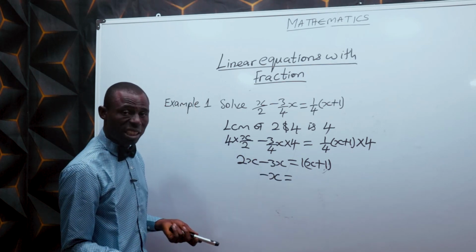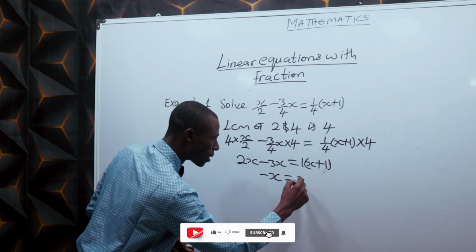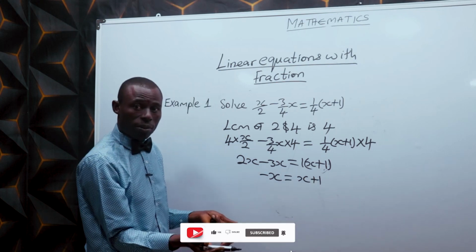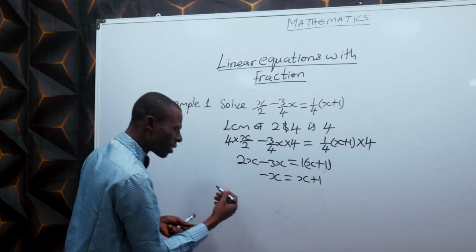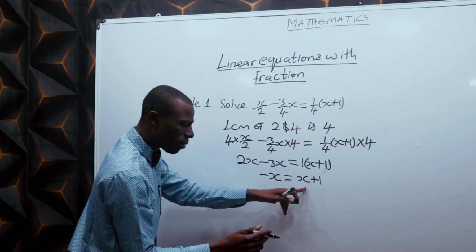1 does not change anything at multiplication. So open the bracket with 1. 1 times x is x. 1 times plus 1 is plus 1. You know, it doesn't change it. So collecting the like terms is the next thing we do. Negative x is here, positive x is there.